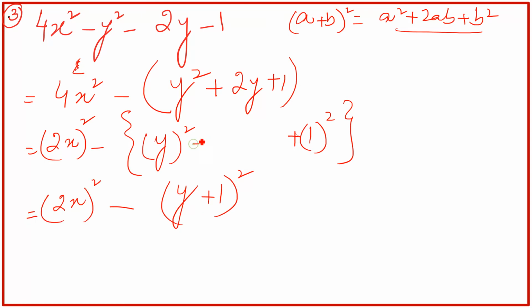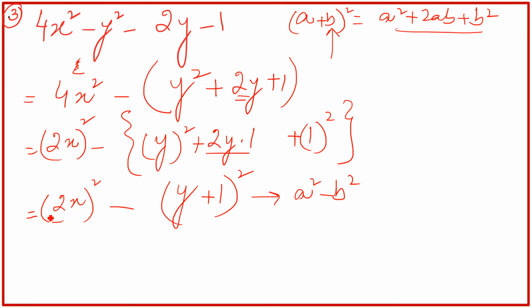But here you have to fill plus 2ab. So plus 2, instead of a we have y, and 1. So when we multiply, 2y, it is the same. Right? Make the square of the first term. Make the square of the last term. Whatever is inside the parenthesis without the exponent, make it y plus 1, then whole square, and you will get the required answer, this one. So from here, again, this is a square minus b square.